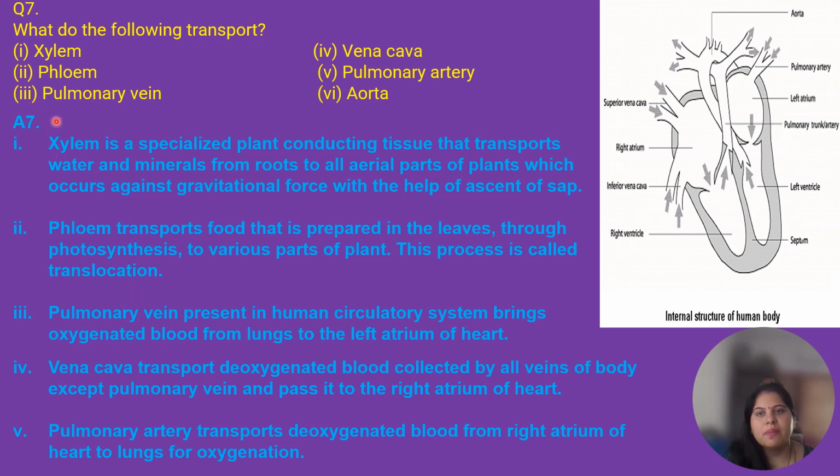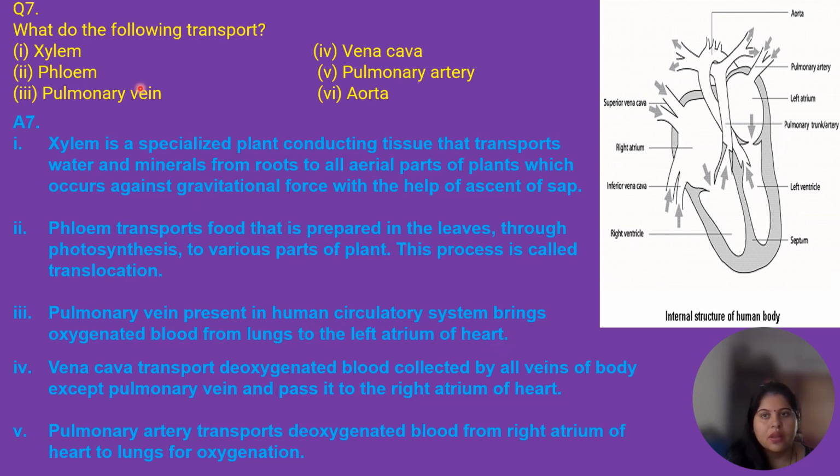Next, they are asking about the pulmonary vein. Pulmonary vein is an exception. Generally we know veins carry deoxygenated blood from body parts to the lungs. But the pulmonary vein present in the human circulatory system is the exception: it carries oxygenated blood, not deoxygenated blood, from the lungs to the left atrium of the heart.